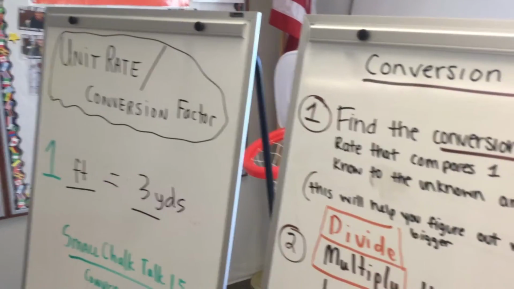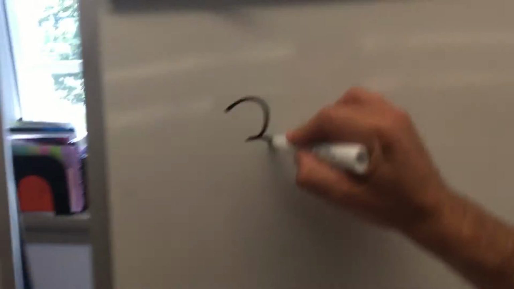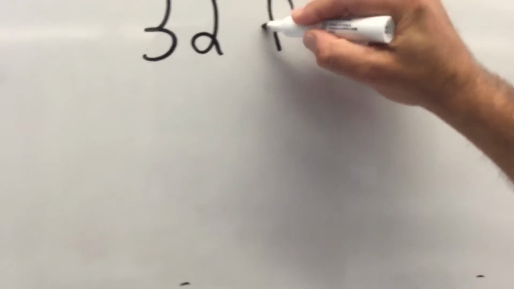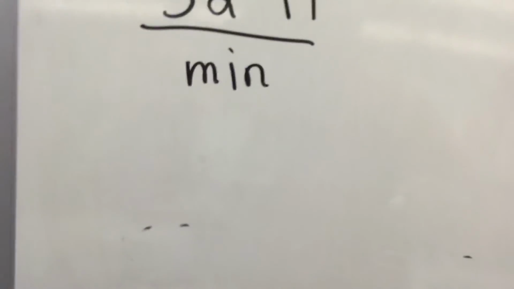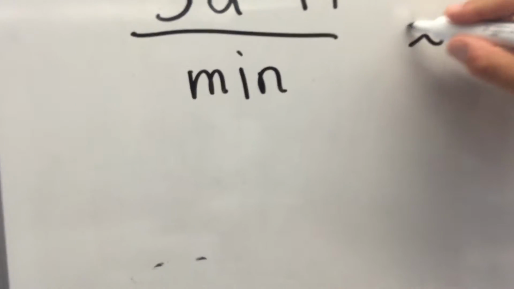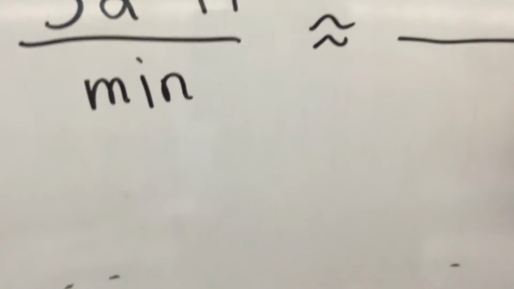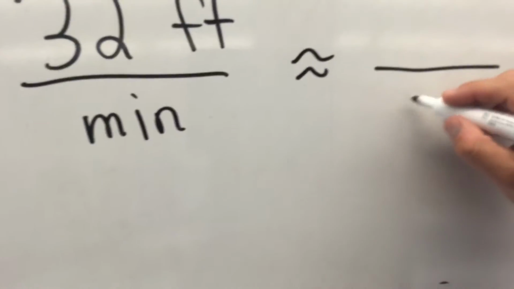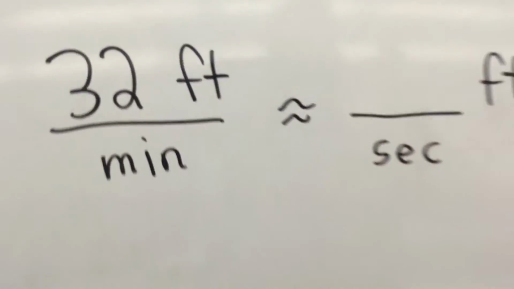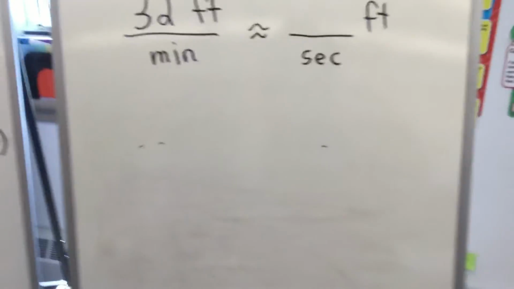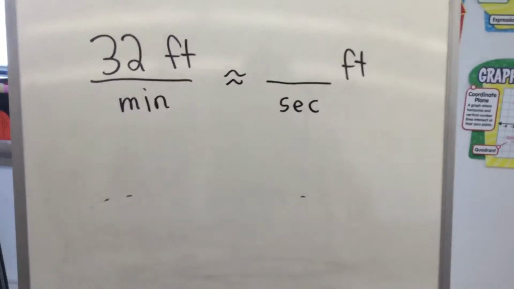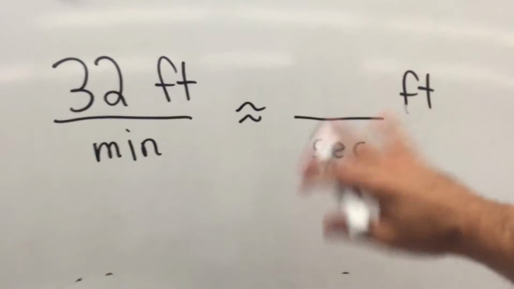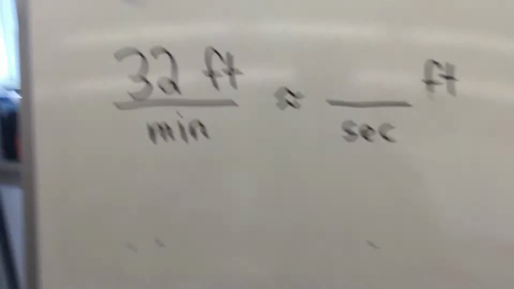Okay? Another one. Let's do this. What if I have something traveling 32 feet per minute? That's, I don't know, decently fast. And we want to know how many feet per second this is. Okay? It would be much cooler if we did something like inches per second, then you'd have to do a double. In this case, it is just a single conversion.